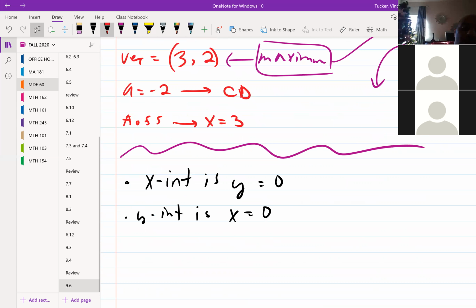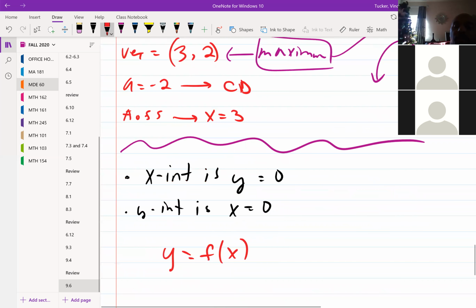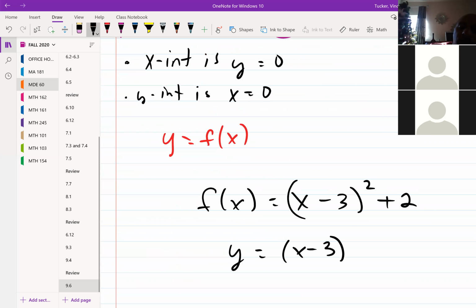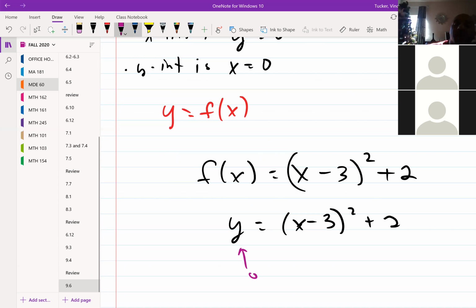Also, don't forget that y and f of x are the same. So, for example, when I look at this problem, let's go here. If I were to write this, f of x is equal to, I'm just writing anything right now, x minus 3 squared plus 2. This is the same thing as y equal to x minus 3 squared plus 2. So f of x and y are interchangeable. So once again, to find your x-intercept, you let y be equal to 0, plug 0 in there and solve for x. If I want to find my y-intercept, I let x be equal to 0 and then solve for y.